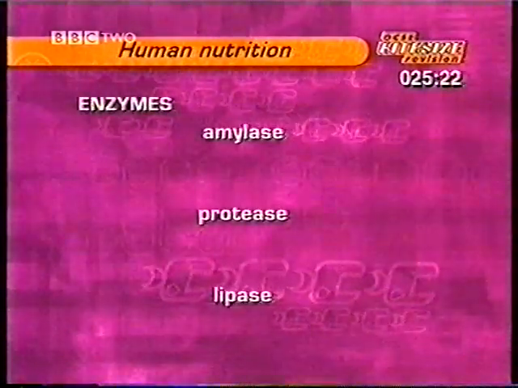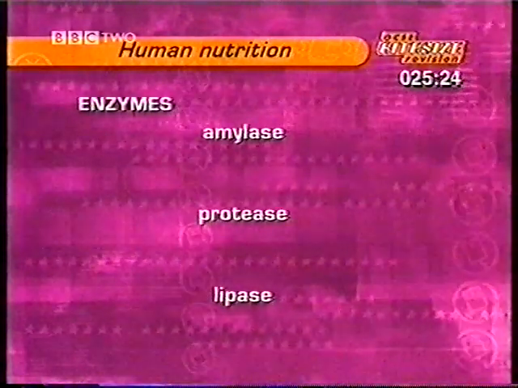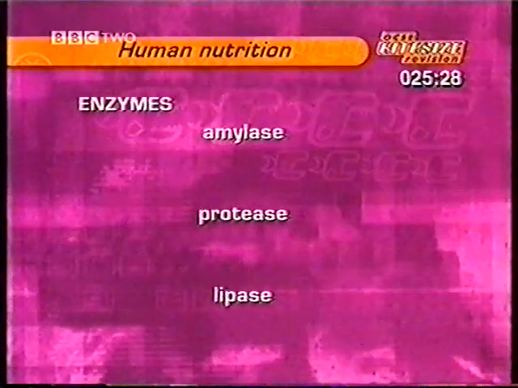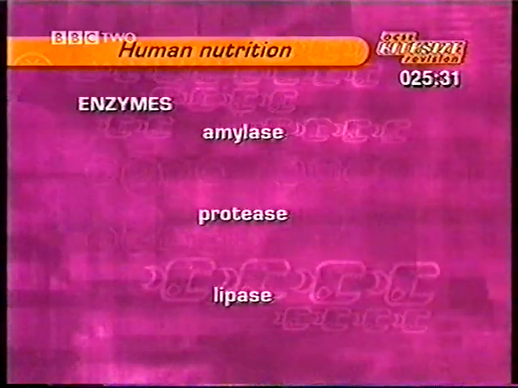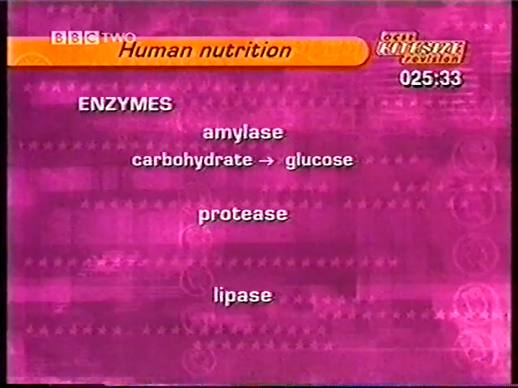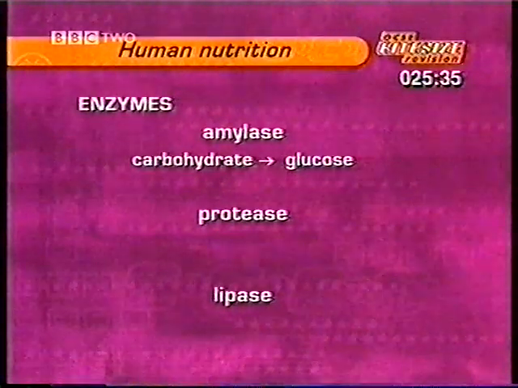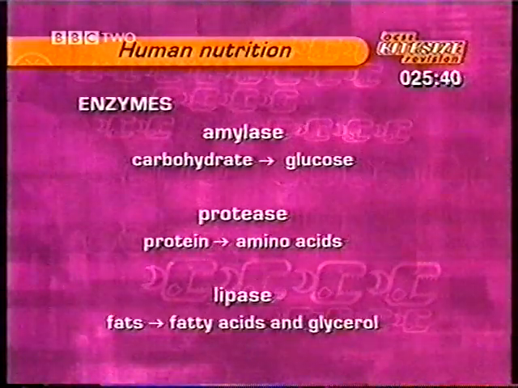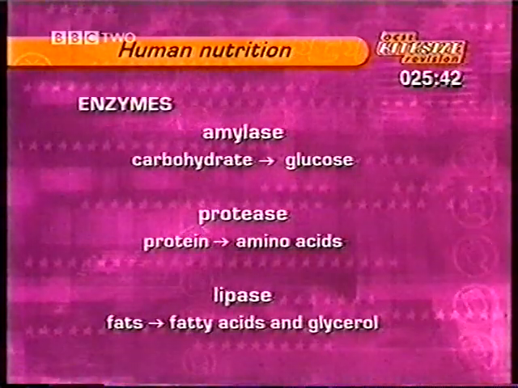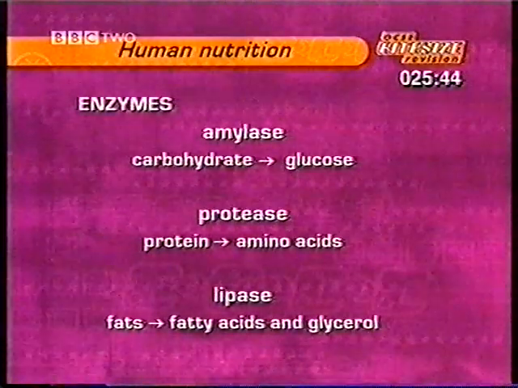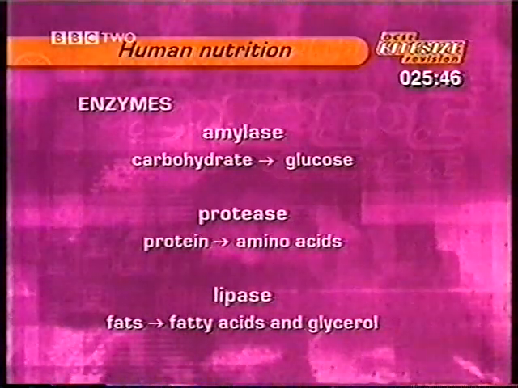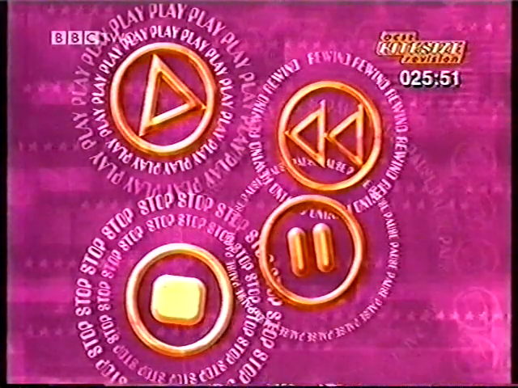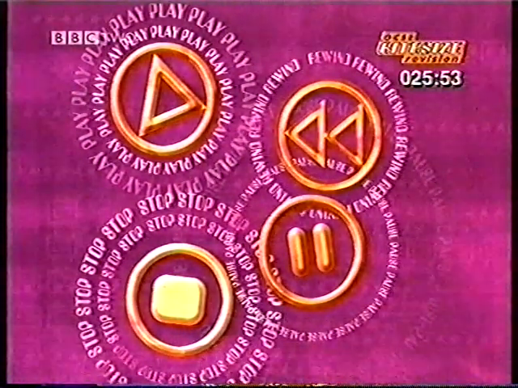The three types of enzymes involved in human digestion are amylase, protease and lipase. Amylase changes carbohydrates into glucose. Protease changes protein into amino acids. And lipase changes fats into fatty acids and glycerol. This is the end of the section on human nutrition.